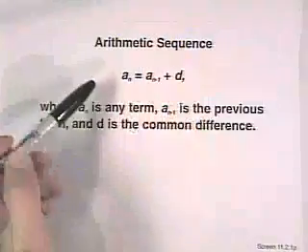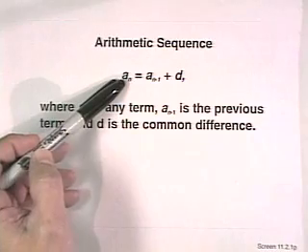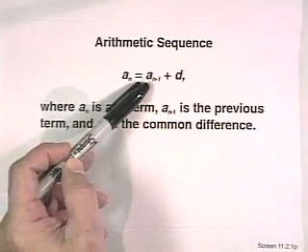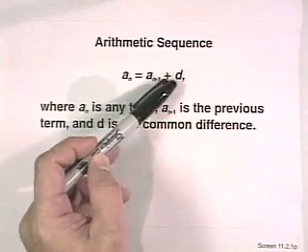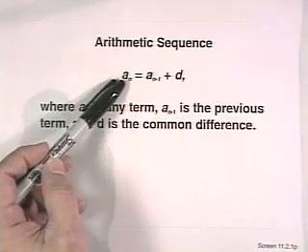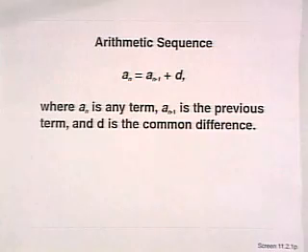In this segment, we're going to define the arithmetic sequence, show you how to find any given term, and the sum of any given number of terms. Let's get started. First, we'll define an arithmetic sequence to be any a sub n found by taking the previous term, a sub n minus 1, and adding d, called the common difference. So any term is the previous term plus a common difference.